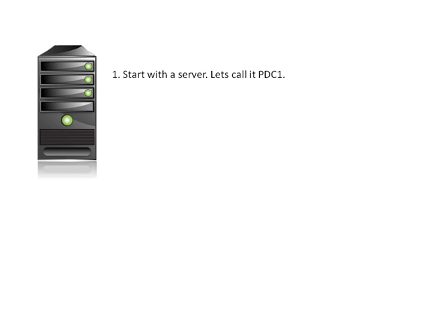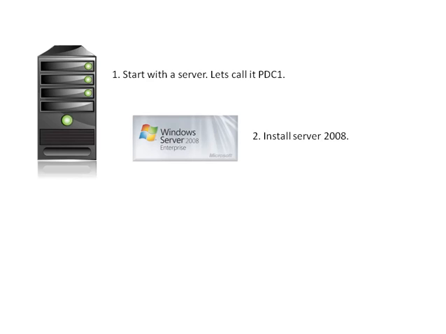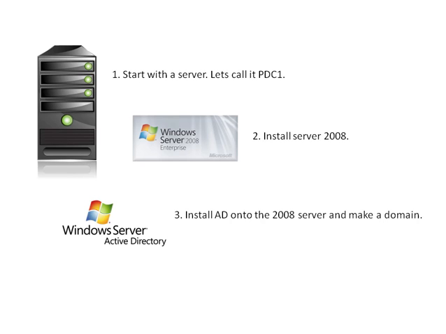So if we start off with the server, let's call it PDC1. So we've got a physical server and we're going to call it PDC1, Primary Domain Controller 1. That's just a physical box. The next thing we need to do is install Windows Server 2008 on it. Once we've installed that operating system, we then need to activate Active Directory. So we install Active Directory onto the 2008 server, and as this is the first server in our domain, we make it the primary domain.